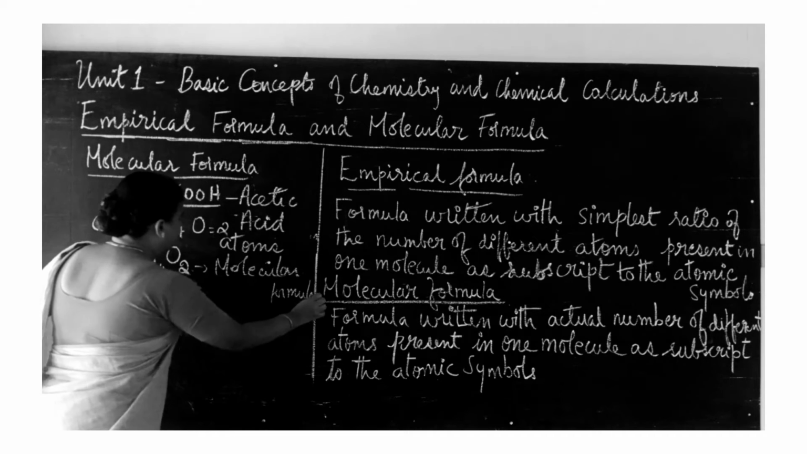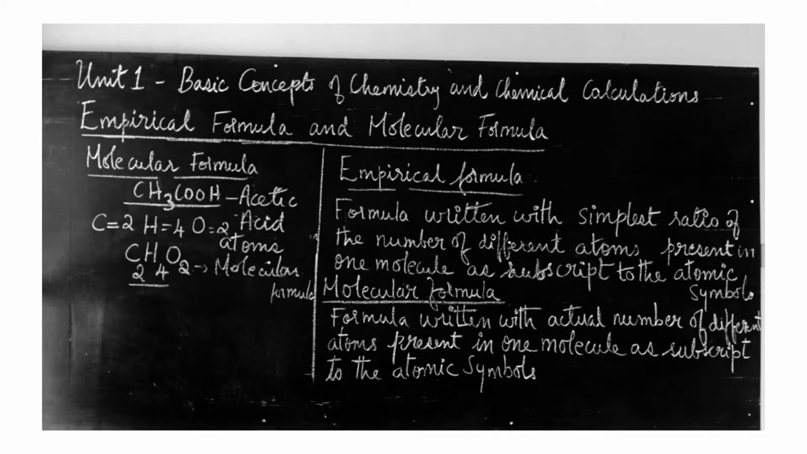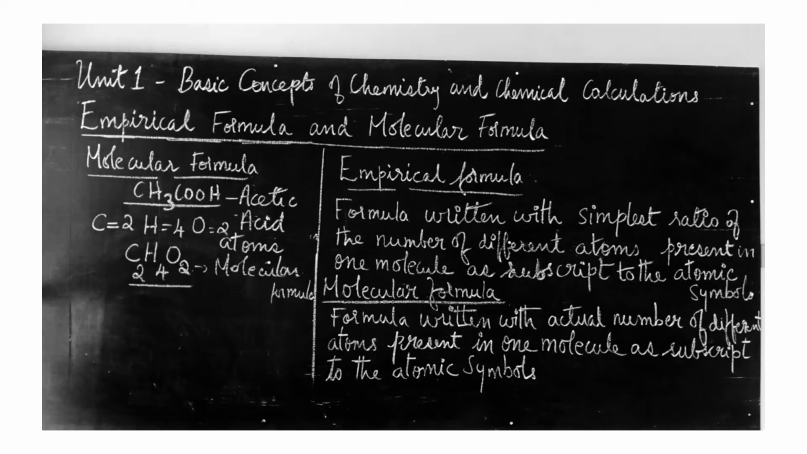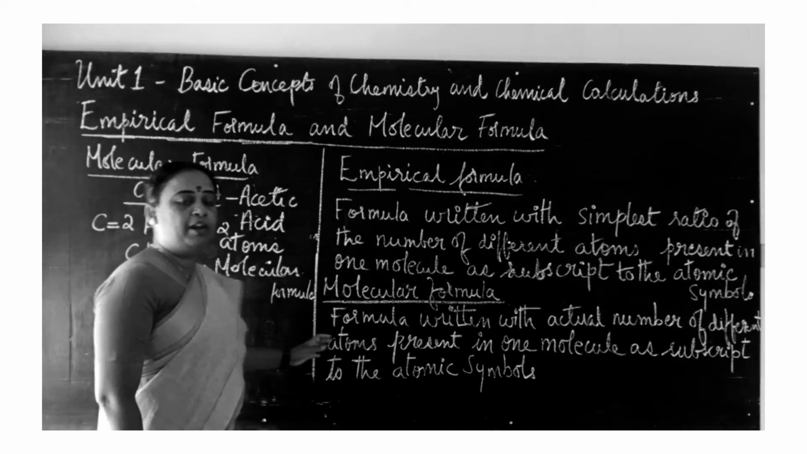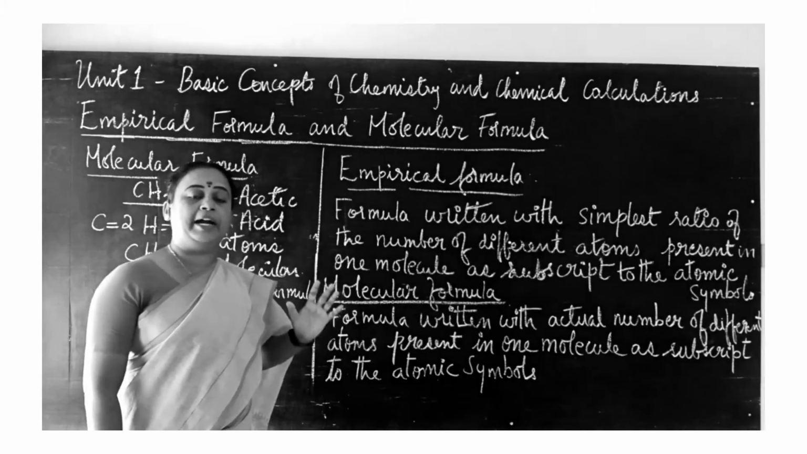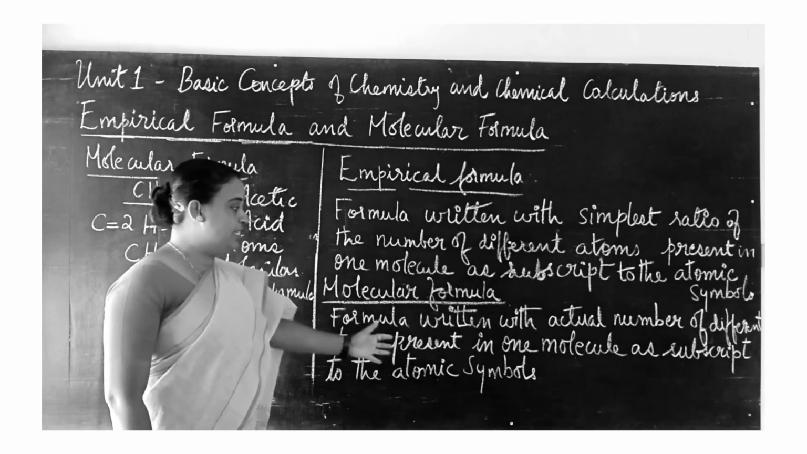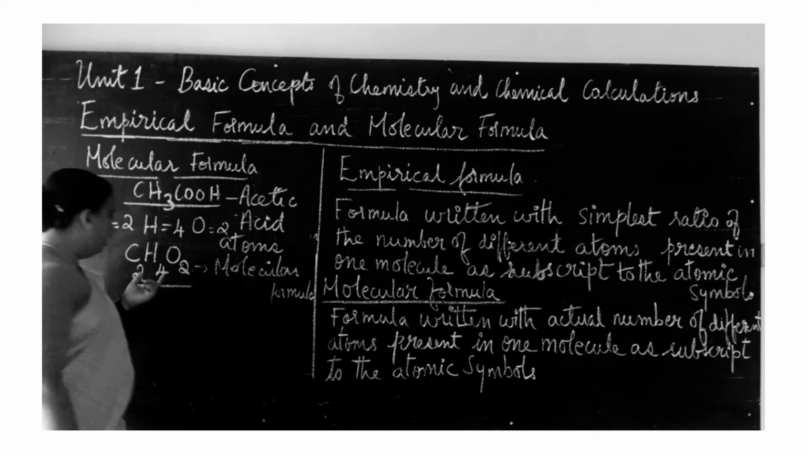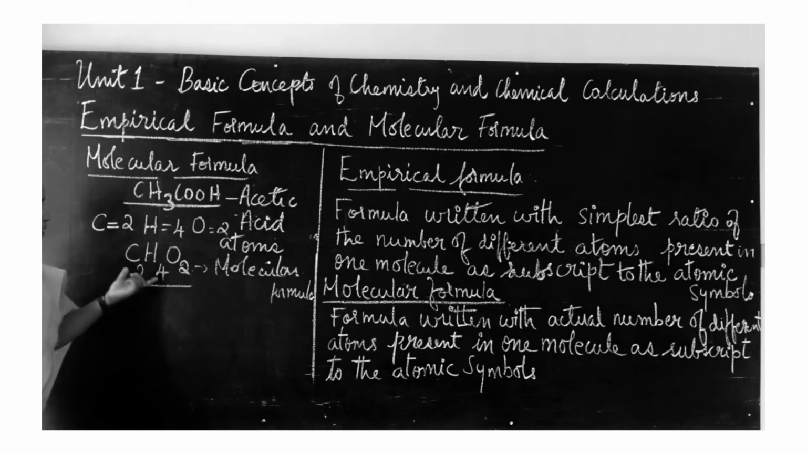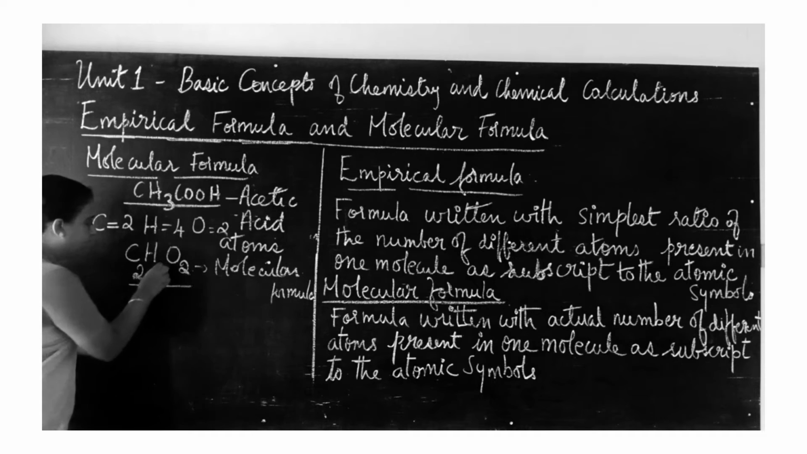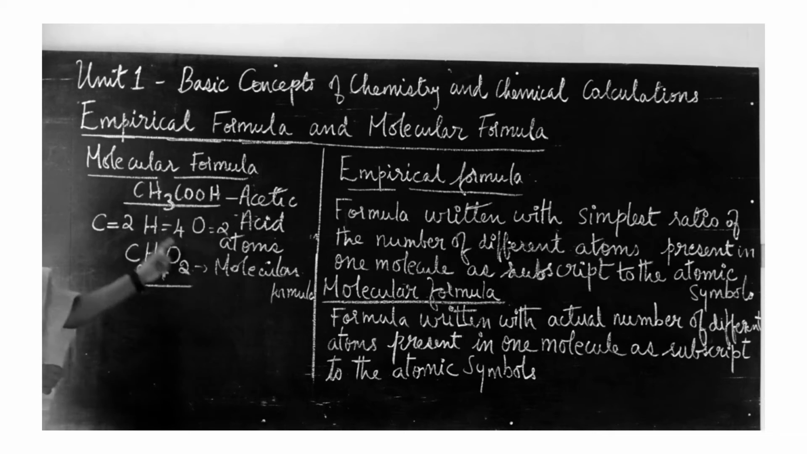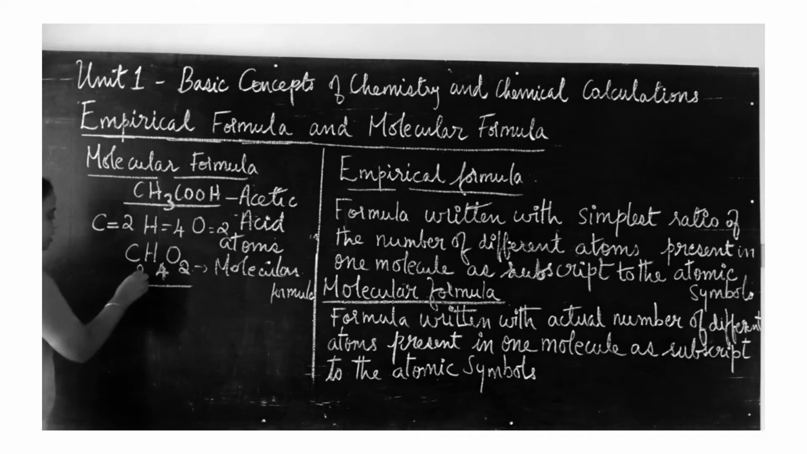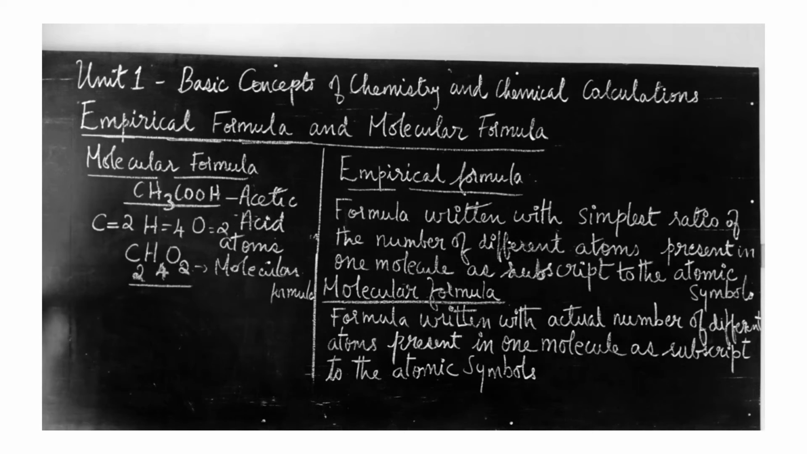Now, let us see the empirical formula. The empirical formula is derived from the molecular formula. The definition of molecular formula is like this: it is a formula written where the actual number of atoms present in one molecule of the substance is given as subscript to the atomic symbol. So, that is the molecular formula.